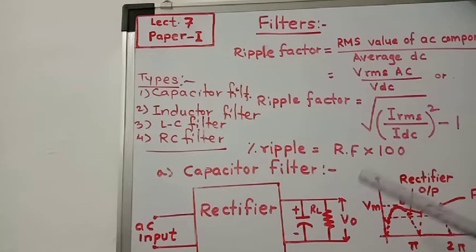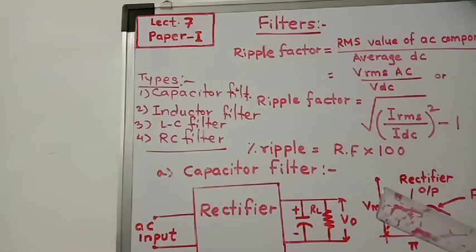So these AC components are undesired or unwanted. This unwanted AC component is called ripple. So these ripples are removed by using filter circuits, to get a smooth DC voltage or steady DC output voltage. Any battery has a steady DC voltage, so we have to obtain the DC output voltage just like a battery, or steady DC voltage.